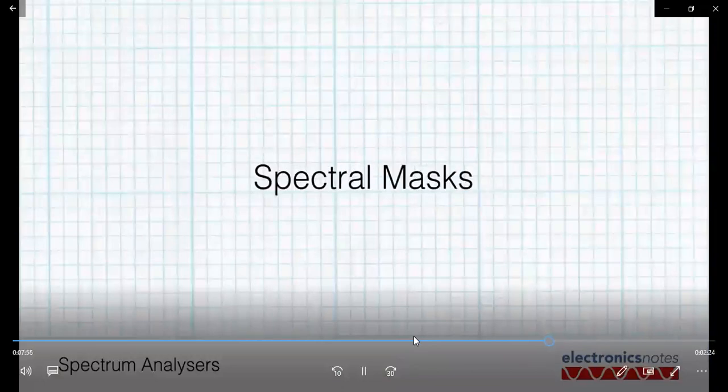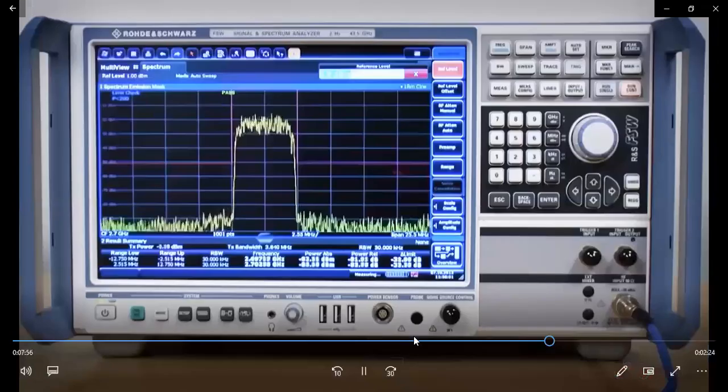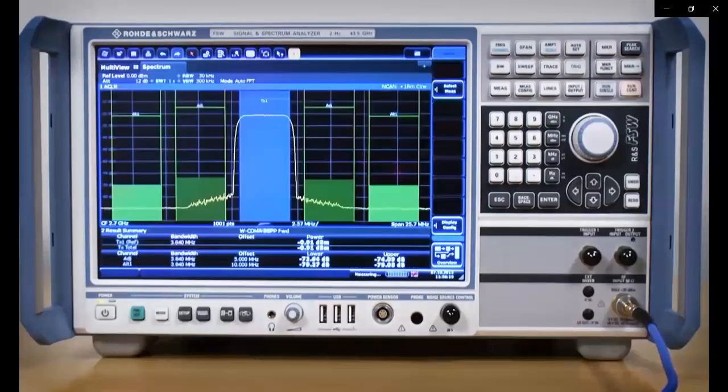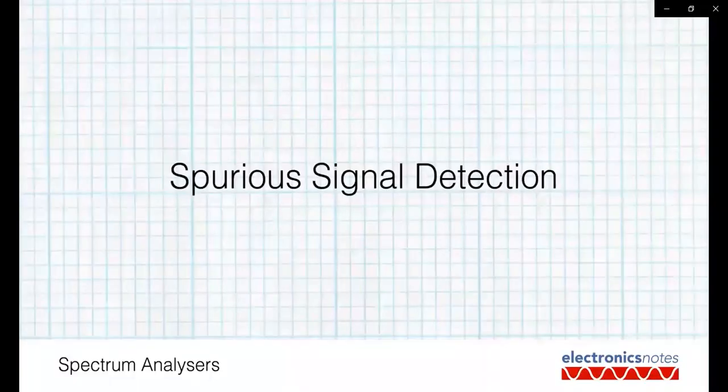Spectral masks are very useful for seeing whether a signal and its spurious emissions fall within acceptable limits. The mask sets out the maximum levels at a given point. For this example, the signal in yellow can be seen, and the mask can just be seen in red. As the signal falls within the red outline, it passes this test. A more complicated example can be seen here with a wideband CDMA signal, and the test is ensuring that the level of spurious signals in adjacent channels falls below the accepted levels defined by the mask.